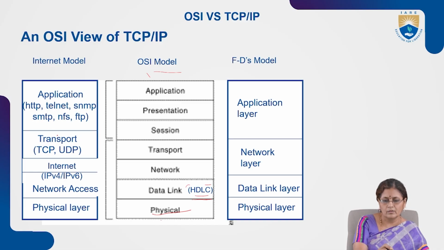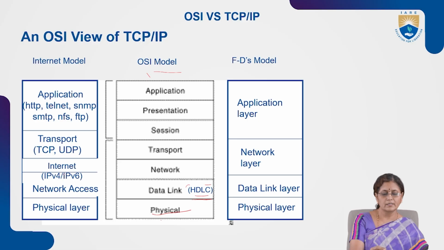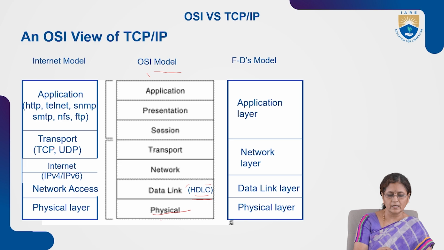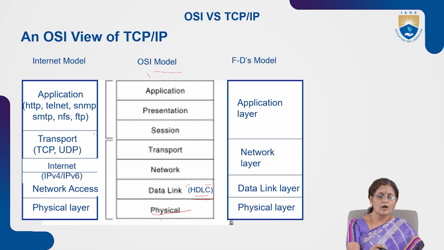That one is the internet model. It has the physical layer and the network layer. The network layer consists of IPv4, internet protocol version 4, or internet protocol version 6, which is the advanced version of IPv4. Then the transport layer consists of 2 protocols, the Transmission Control Protocol and the User Datagram Protocol. The next one is the application layer.